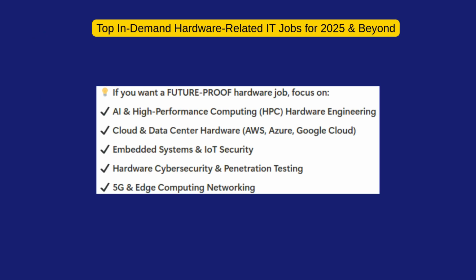So if you want to really just future-proof your hardware job, you want to focus on AI and high-performance computing, hardware engineering, cloud and data center hardware, so the AWS, Azure, Google Cloud, embedded systems and IoT security, hardware security and penetration testing, and last, 5G and edge computing network.